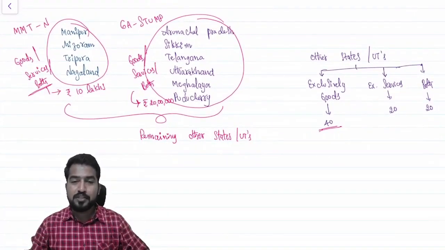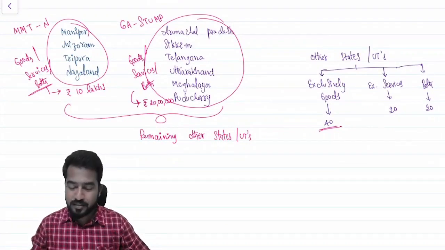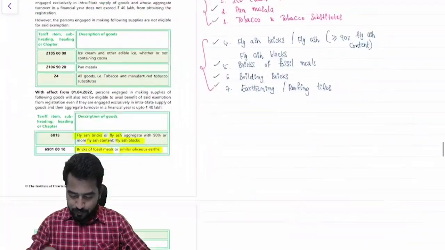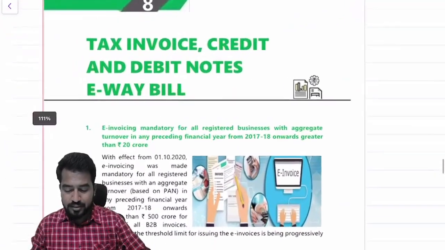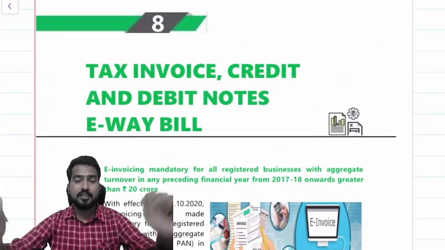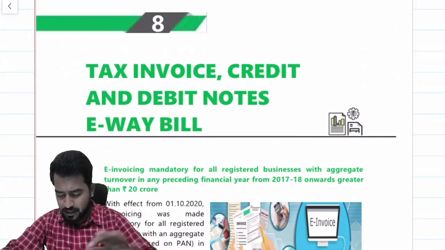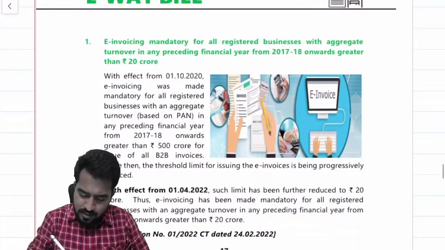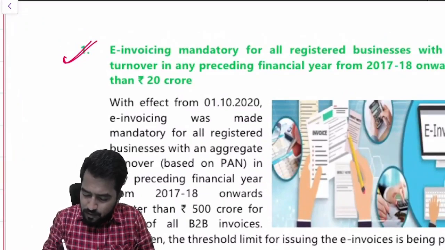So that is the last amendment in chapter number 7, registration. Let us move on to the next chapter, chapter number 8. In this chapter also, there are no major amendments. The simple amendment, my dear friends, is regarding e-invoicing.